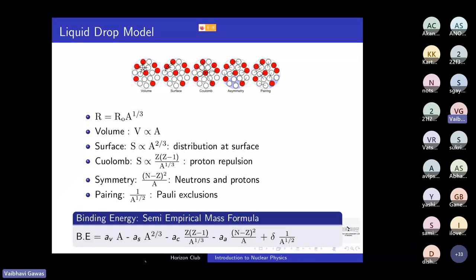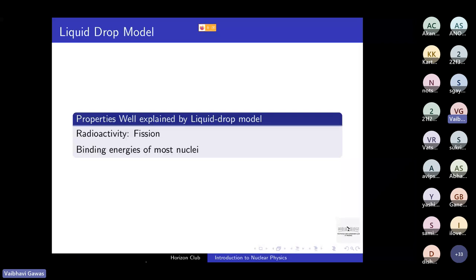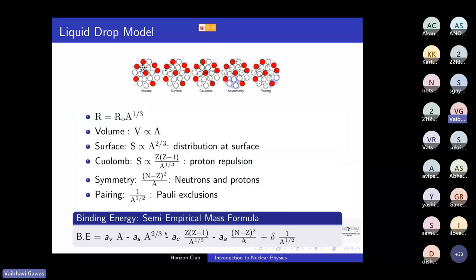That's the liquid drop model. This model is successful in explaining radioactivity, specifically fission, and in explaining the binding energies of most nuclei. So the semi-empirical mass formula more or less calculates the binding energy of all nuclei to a very good approximation.